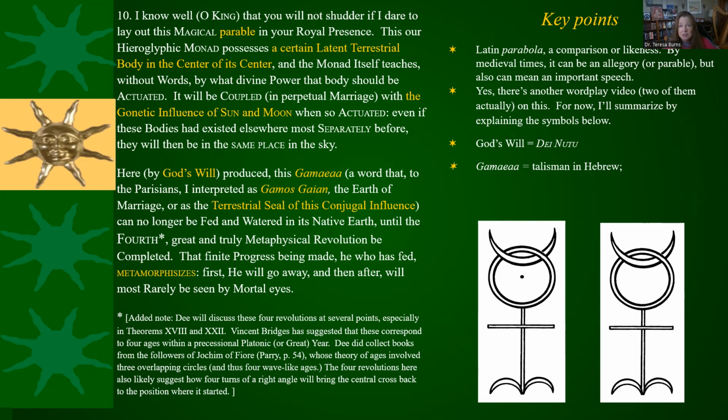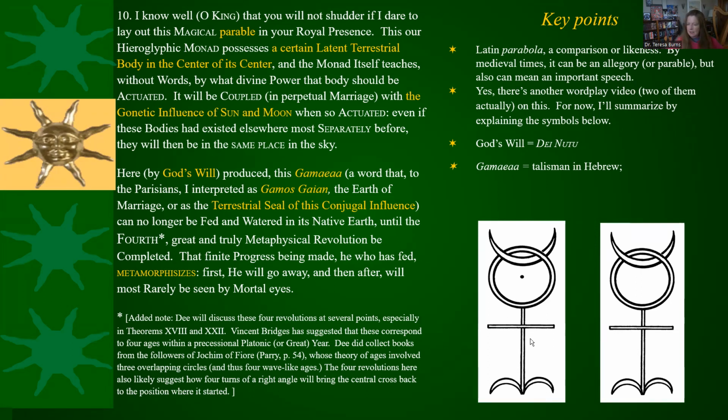Dee was very interested in great world ages. He collected books, for example, from Joachim of Fiore, and there you get a theory of ages that are three overlapping circles. Remember that doctrine of consubstantiality. Remember also sometimes in the pages of his spirit diaries, he draws these three overlapping circles. But that, if you put them out this way, will make four wave-like ages. So in terms of the astronomy and astrology of great world ages, that's what he's talking about.